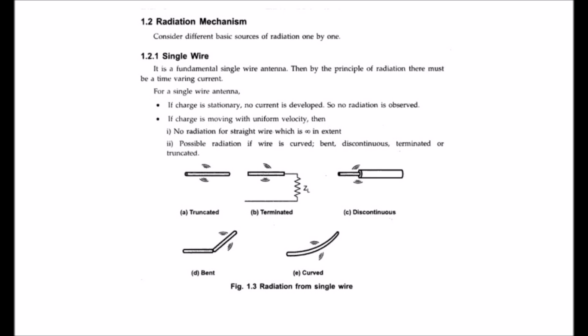No radiation is observed. If charge is moving with uniform velocity, then there is no radiation for a straight wire, which is infinite in extent. There is possible radiation if the wire is curved, bent, discontinuous, terminated, or truncated. A shows truncated, B shows terminated, C shows discontinuous, D shows bent, E shows curved. Radiation from single wire.